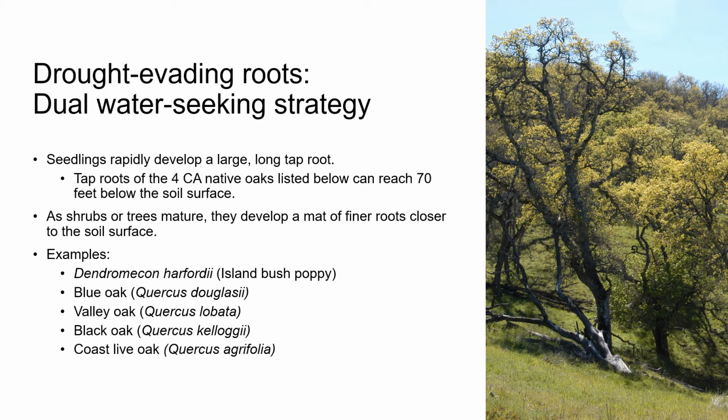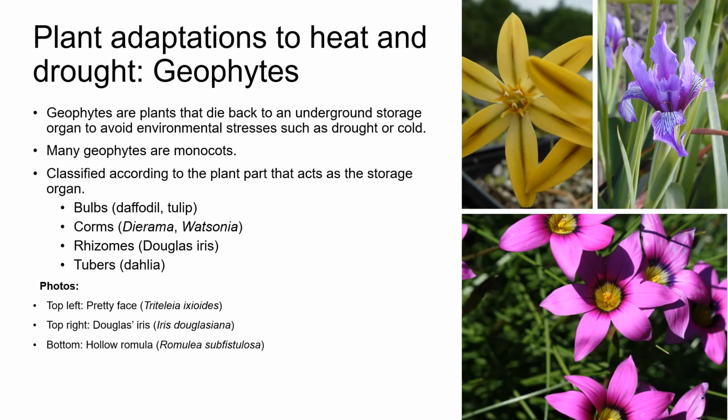As the young plants continue to grow, they develop a mat of finer roots closer to the soil surface, which are able to take advantage of the winter rains very quickly when they come in the fall. The taproots of the 4 California native oaks listed below can reach as much as 70 feet below the soil surface.